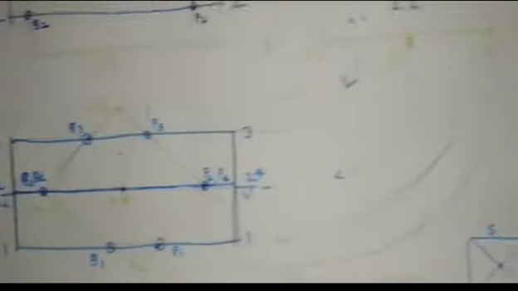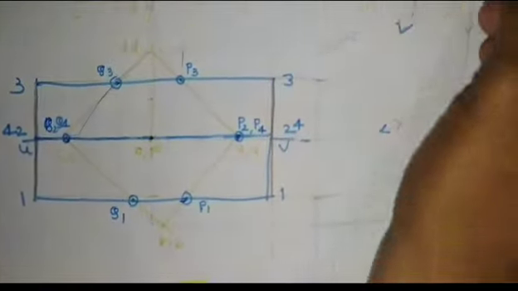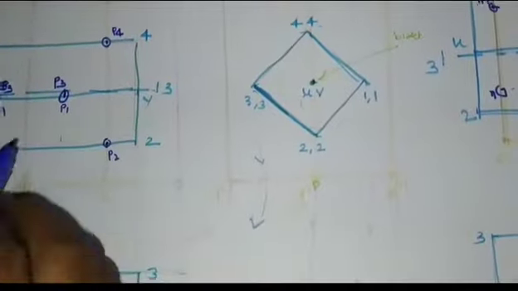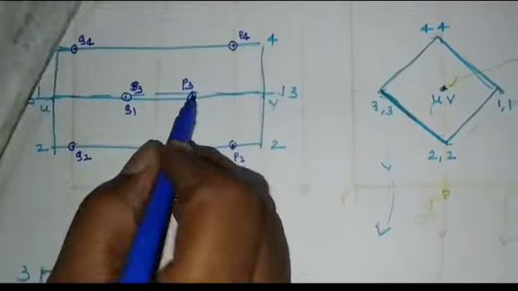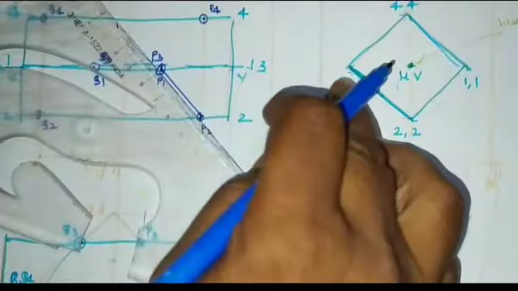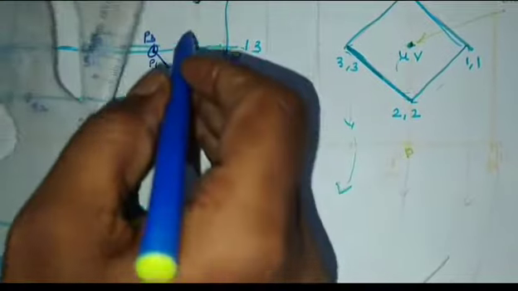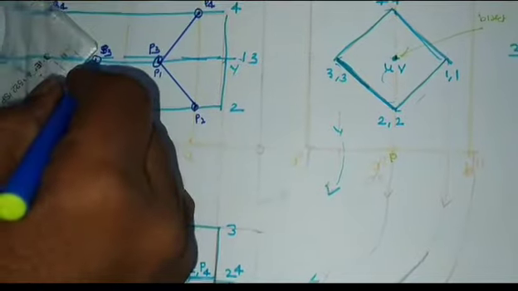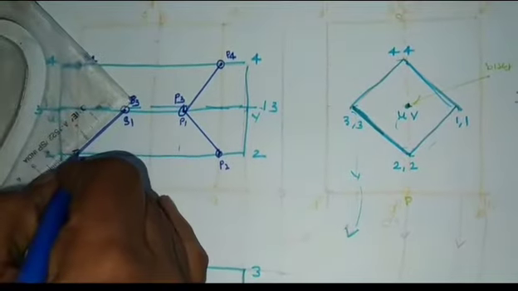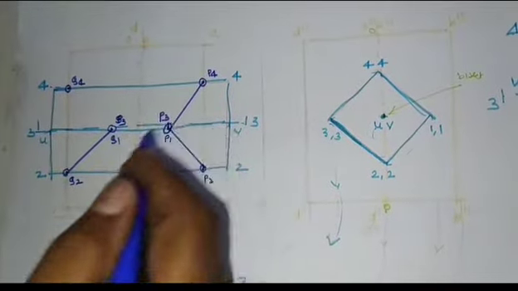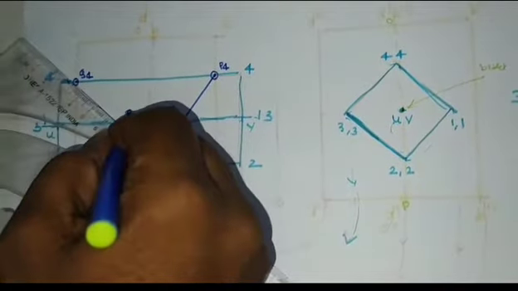Now we have to join the line of intersection. This sequence 1, 2, 3, 4. Where is point 1? 1, 2, 3 is backside, 3 and 4. 1, 2, again 3, backside, that is dotted, again 4, backside.